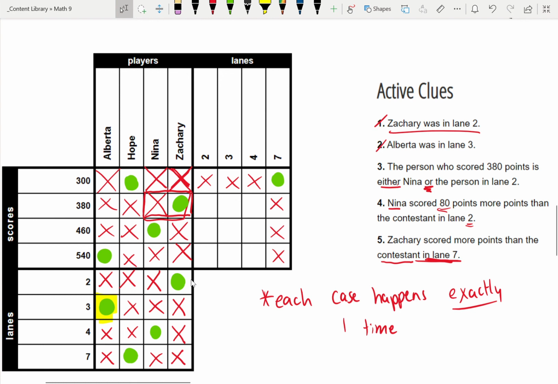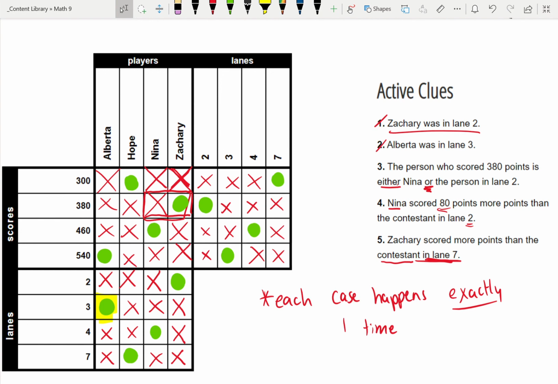So lane 2 is Zachary, 380 points, so I can put my dot here. That gets rid of these. And then Nina scored 460 points and she's in lane 4. So that dot's going to go here and that dot's going to go here. And then I can cross those out.